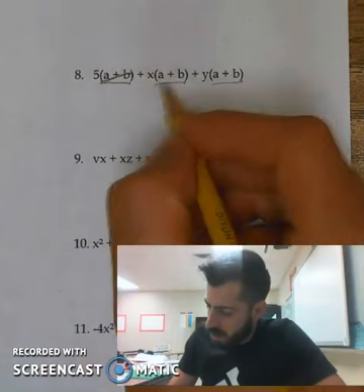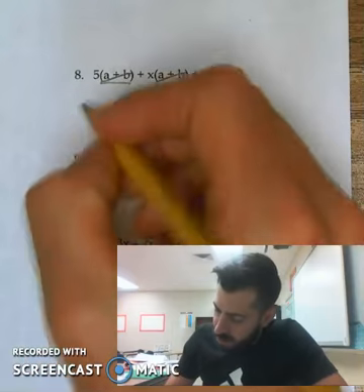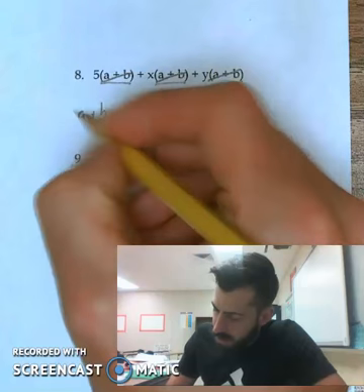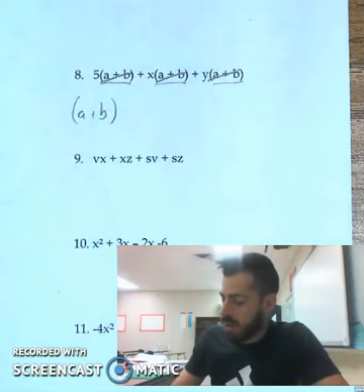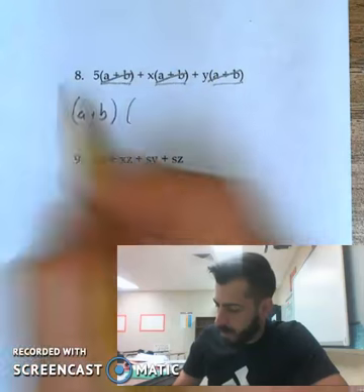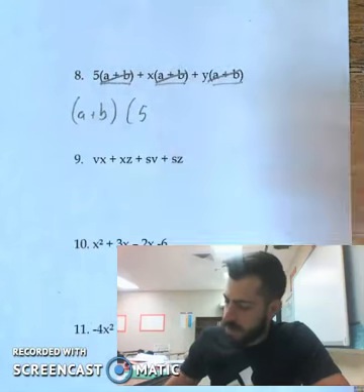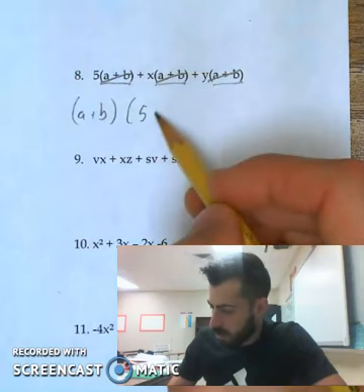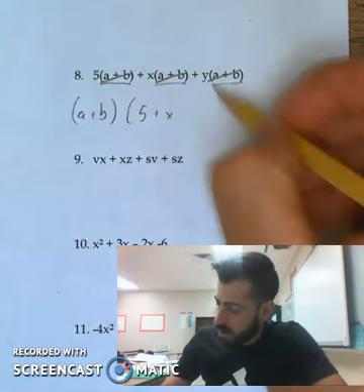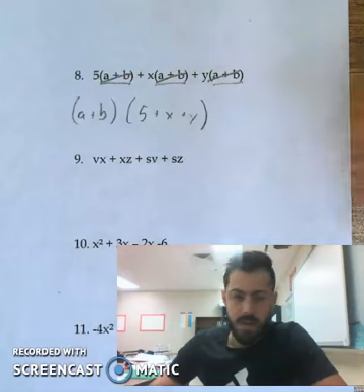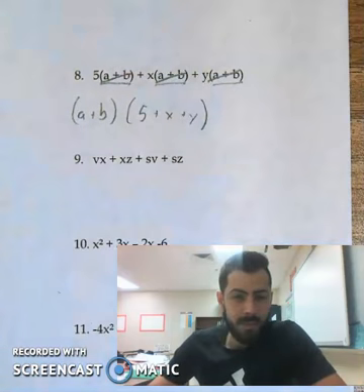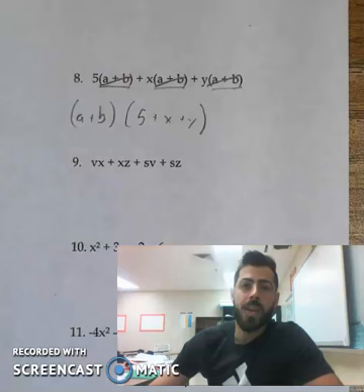We'll get rid of the A plus B value, bring it out or divide it out, and now what's left over? Well, if we took this and divided it by A plus B, we'd just be left with 5. And this one, we would just be left with X. And then with this one, we would just be left with Y. And that's it, right? Pretty easy. So that's factoring a binomial out of an expression.